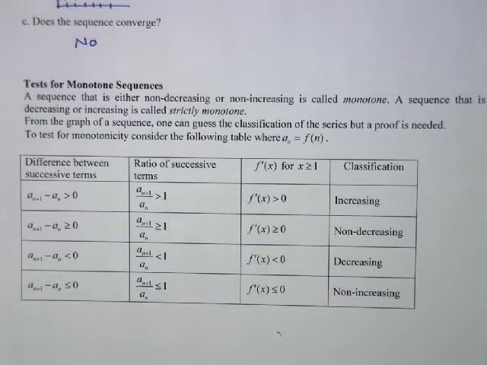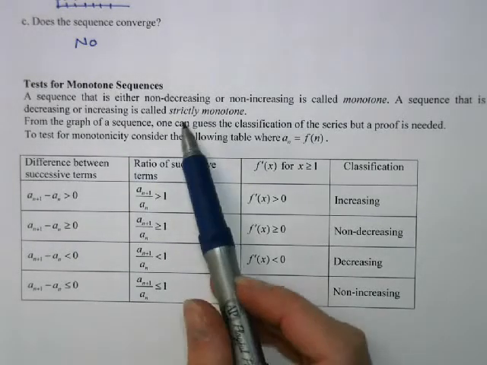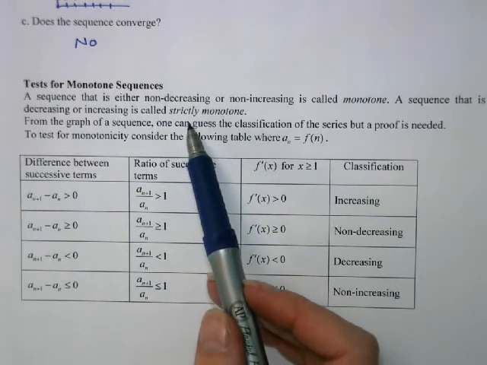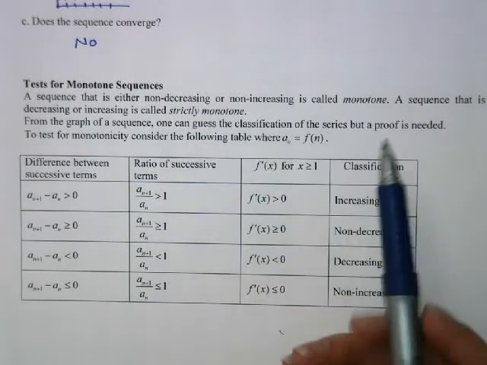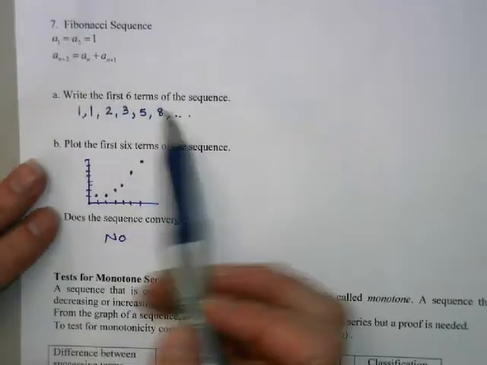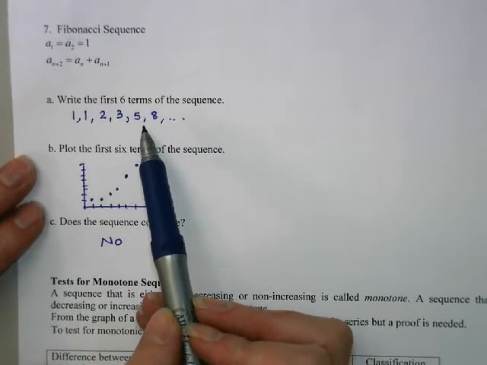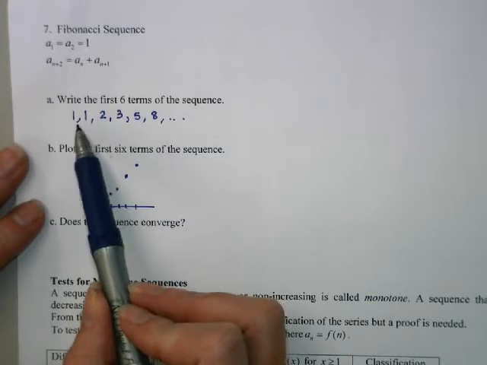Now we're going to talk about monotone sequences. So a sequence that is either non-decreasing or non-increasing is called monotone, meaning it either is the same or increasing, or it's the same and decreasing. A sequence that is either increasing or decreasing always is called strictly monotone. So if it is always going up, there's no repeat, then it would be strictly monotone. Something like this would be called non-decreasing because it stays the same here and then increases.